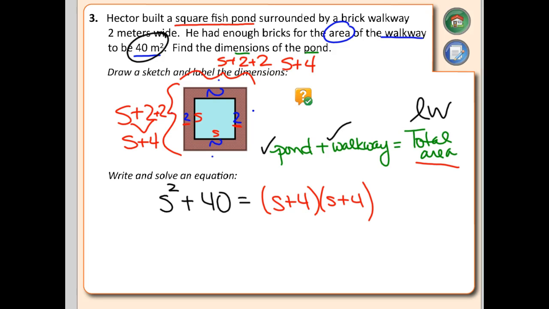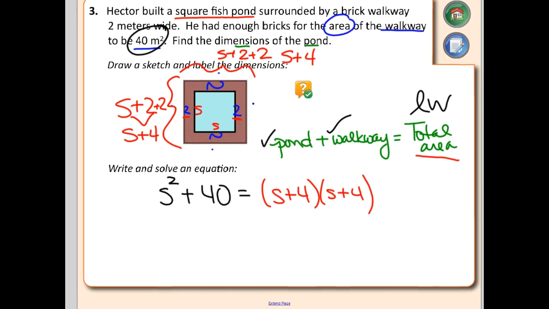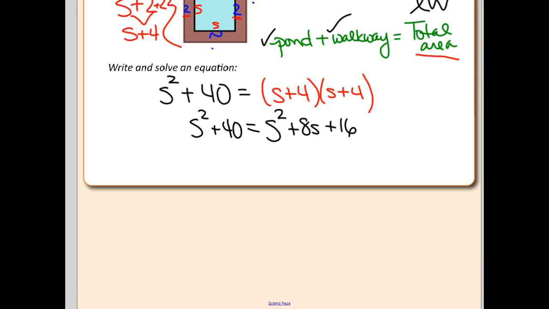Okay, so let's go ahead and do a little bit of multiplication here. So we've got S squared plus 40 equals, let's multiply these two binomials together. We're going to end up with S squared plus 8S plus 16. Okay, so now where do we go? Yeah, those S squareds are the same again. So we're going to use our property of equality and get rid of them. What I do to one side, I do to the other. So 40 equals 8S plus 16.